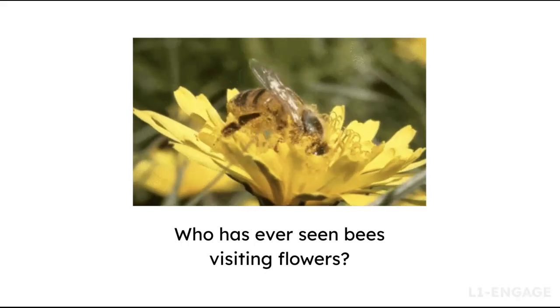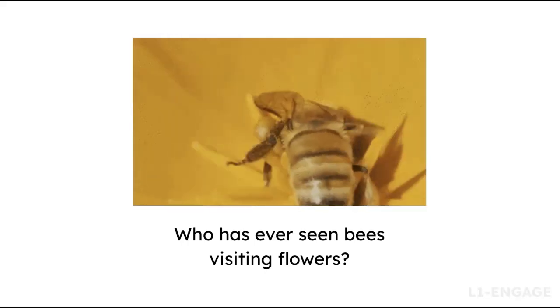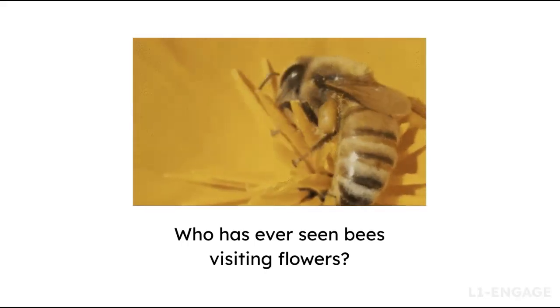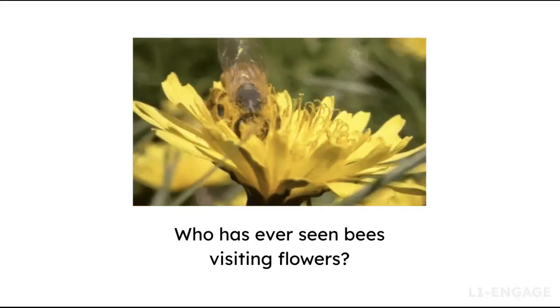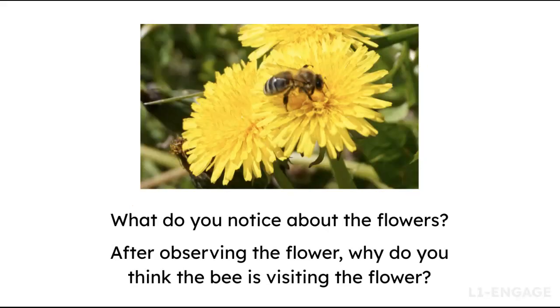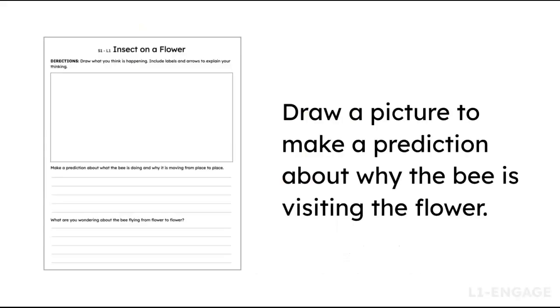You'll show students the image of the honeybee visiting a flower and ask about their experiences with bees and other insects. You'll pass out the silk flowers from the kit to students and ask what they notice about them and why they think a bee would visit a flower. You'll then have students use their Insect on a Flower student journal page to draw a picture making a prediction about why they think the bee is visiting the flower.